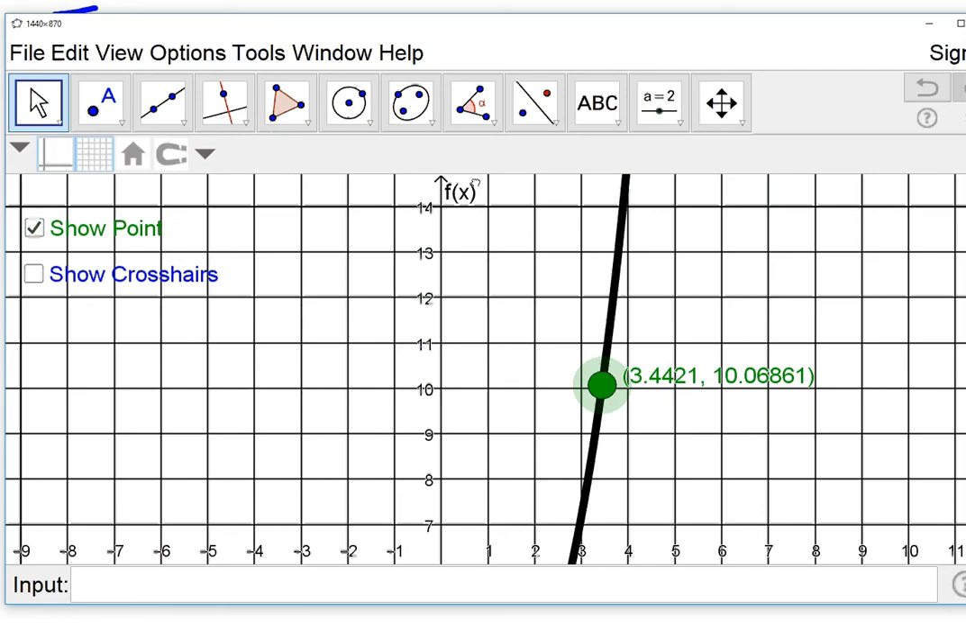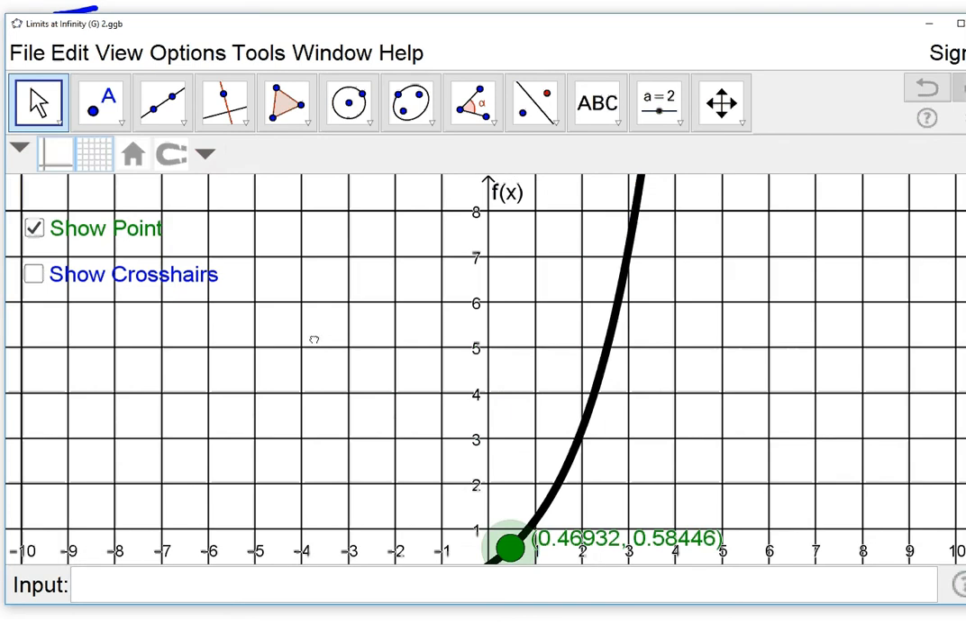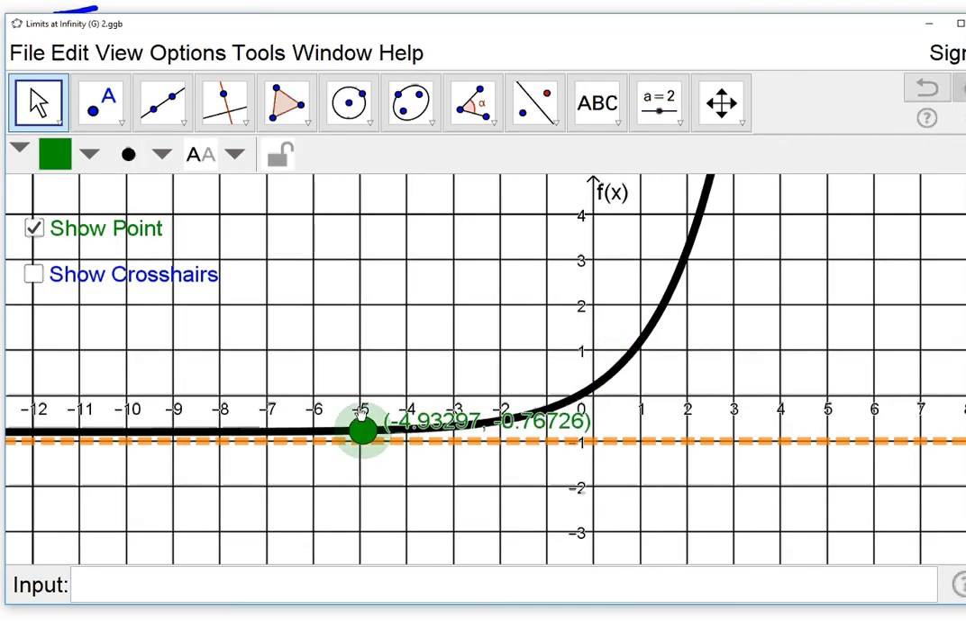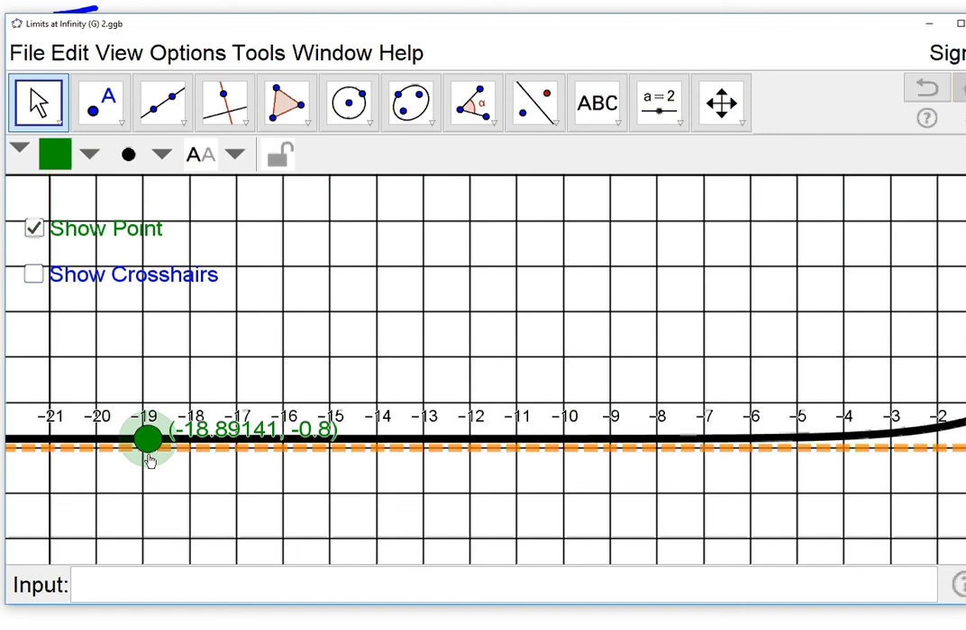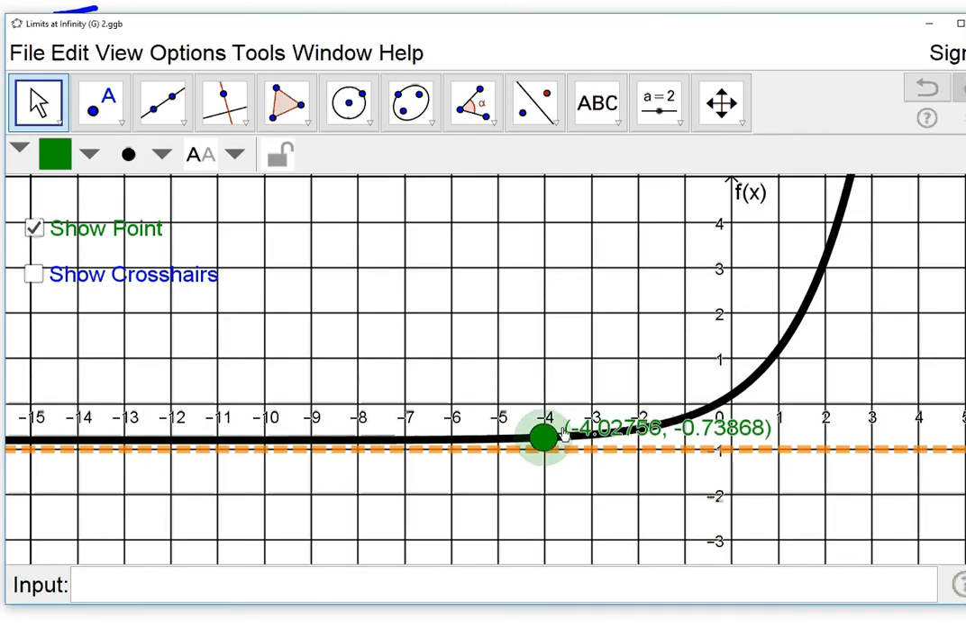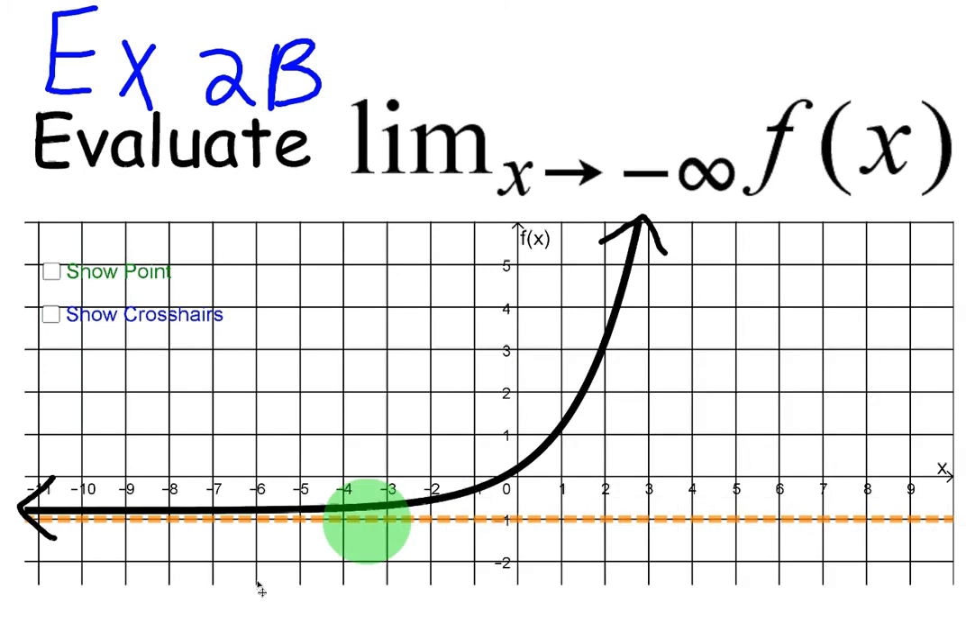And again, we can see that. Let's go back to our graph here. As we drag this point, the y value is going to get closer and closer to -1. Okay, so therefore, as x approaches negative infinity, y is going to be approaching -1. So therefore, our answer here is -1.